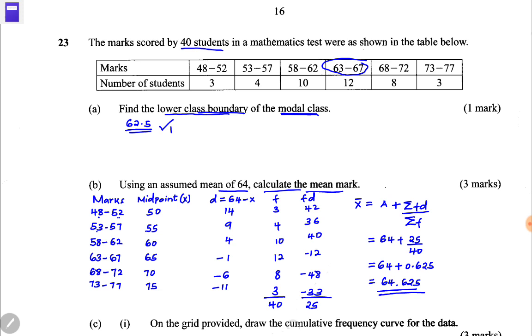So the marks distribution will be as follows. Getting the correct values of deviation is 1 mark. Then applying the correct formula for calculation of the mean is 1 mark, and getting the correct answer for the mean is another 1 mark.